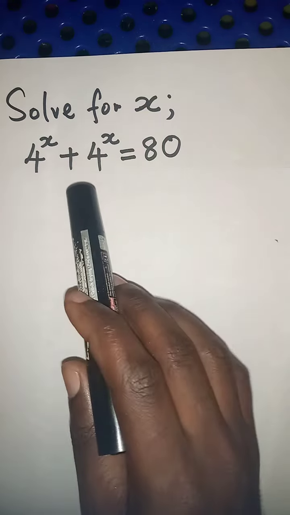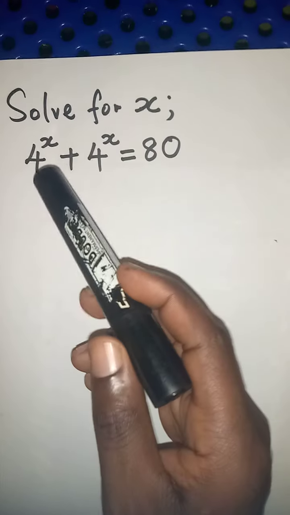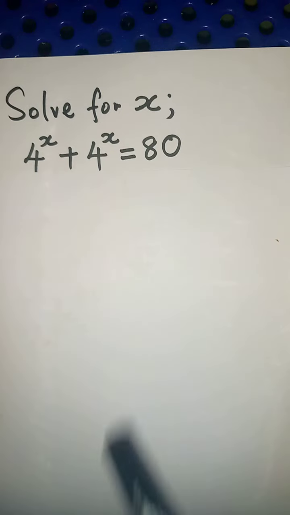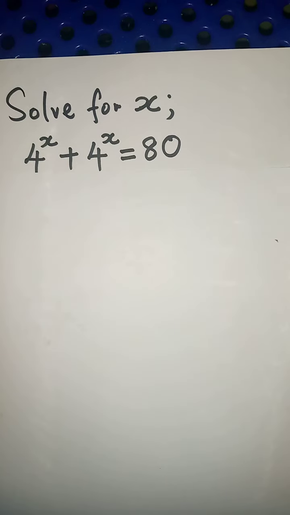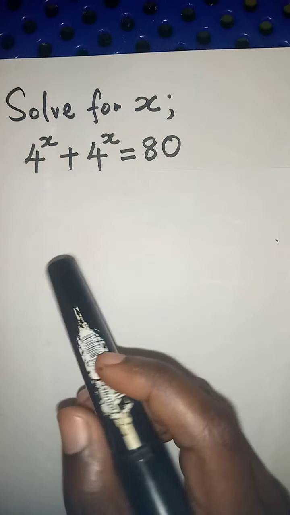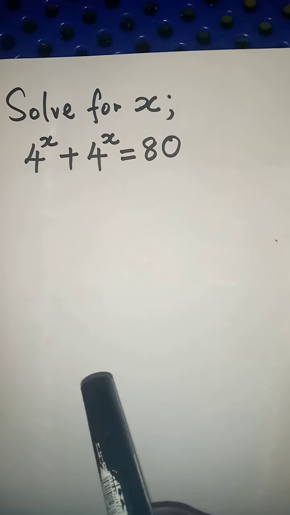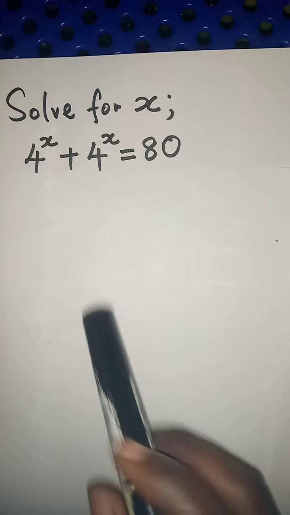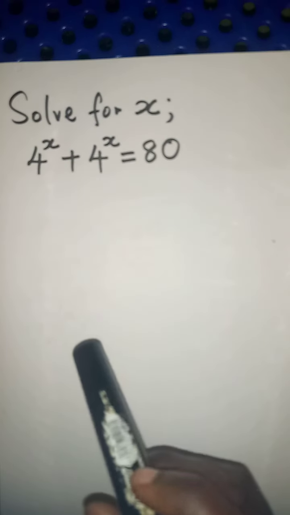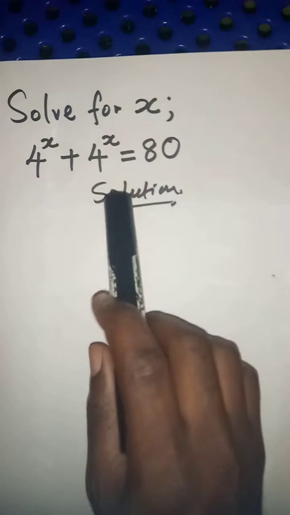Welcome to another video. We are given a typical index equation: 4 raised to x plus 4 raised to x equals 80. And we are asked to find the value of x. I'm going to take you through step by step up to the final solution. We're going to find the value of x and, if possible, verify it. So let us dive into the solution.